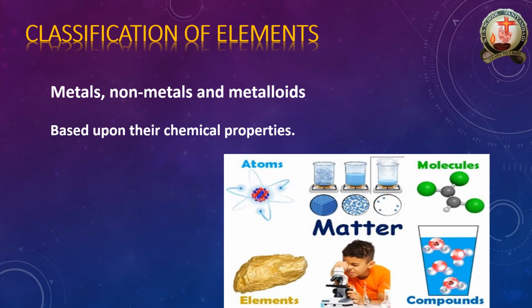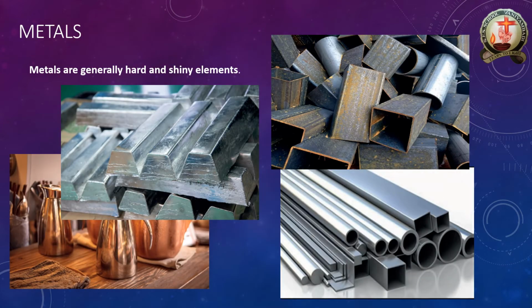Classification of elements. I already said how we are going to classify the elements. Elements are classified into three major categories: metal, non-metal and metalloids, based upon their chemical properties, as I already said. Now we are going to see metals.